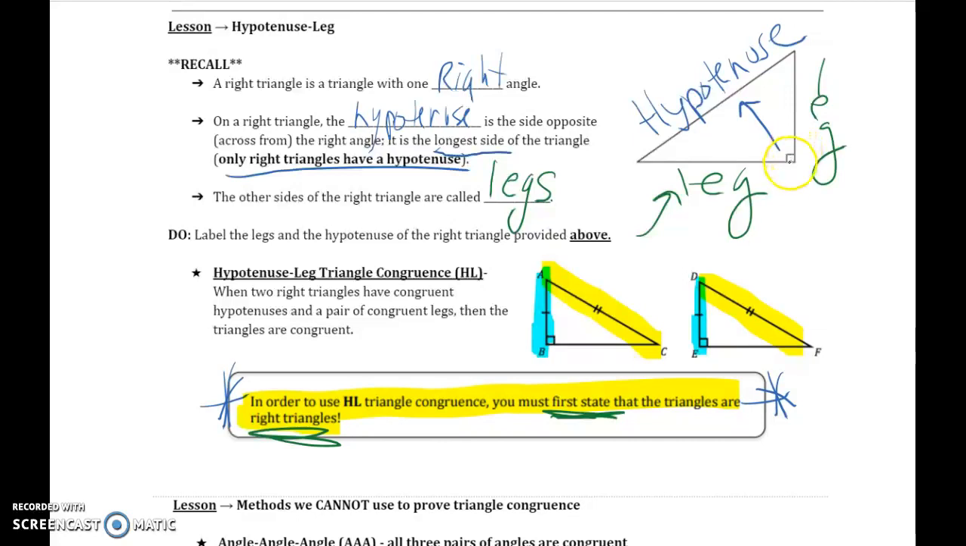If they give you a little square in there, we can state, okay, this triangle is a right triangle. It has a right angle in it, or definition of right triangle. And we'll see how this is used in the proofs to come.